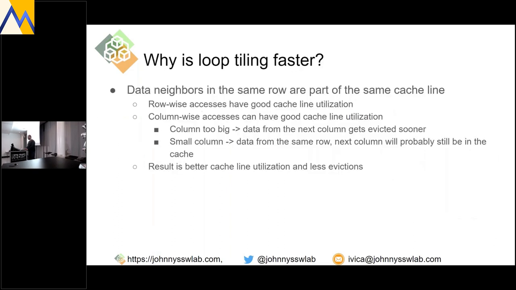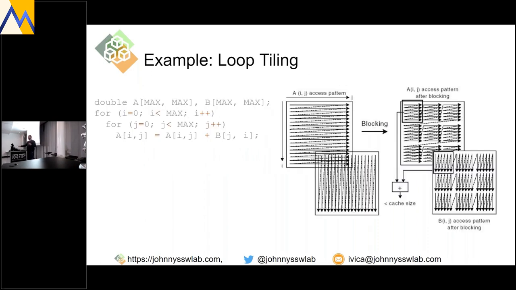So row-wise accesses have good cache line utilization. Column-wise accesses don't have good cache line utilization. When you read, let's say you're going column-wise, you're accessing row zero, column zero, and you also get columns 1, 2, and 3 because they belong to the same cache line. You get that access really cheaply, but because the column is long, that data will get evicted. It will go away. When you decrease the size of the column, you're increasing the chances that that piece of data remains in the data cache.